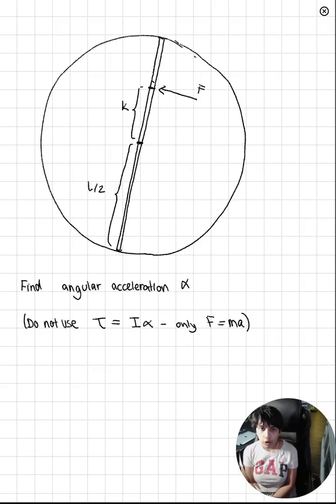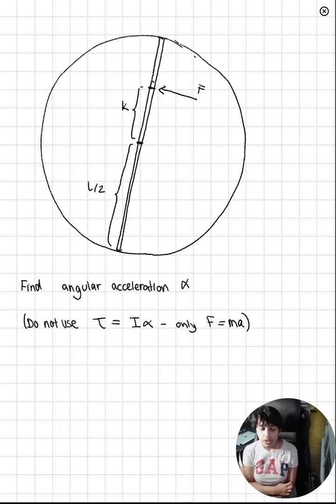Imagine that you have a rod sitting on the face of a plane. The rod has an axis going through its center, pointing towards the viewer. Imagine that there's a force being placed on this rod, hitting a point that is a distance k from the axis. Find the angular acceleration, alpha, of this rod.